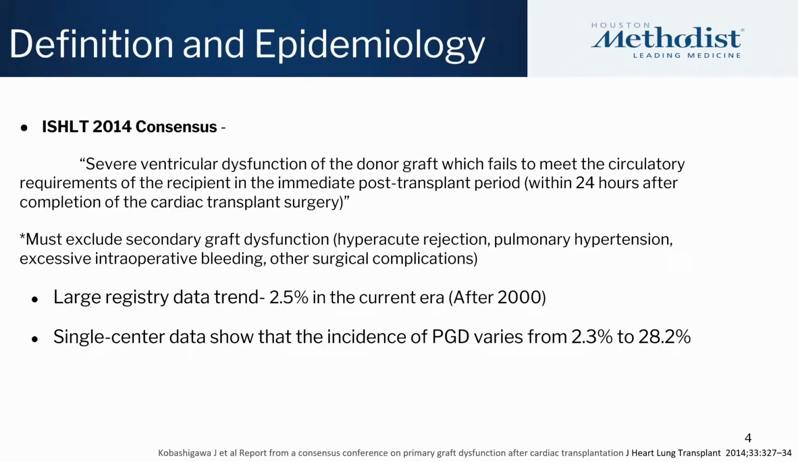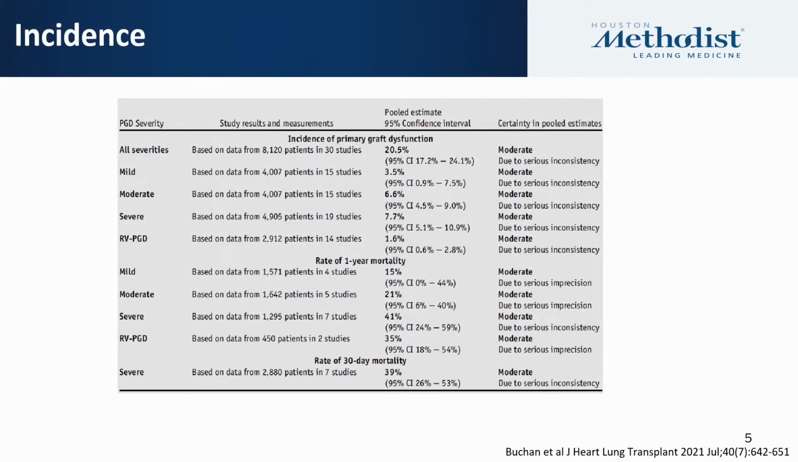Now, taking all this into consideration, the PGD incidence in large registry data in the current era is about 2.5%, especially when you're looking at severe PGD. But again, single center data, depending on whether you're looking at Europe or North America, can vary anywhere from 2.3 to 28%. Now, this was a recent meta-analysis published by the Stanford group, and here you can see that based on multiple studies, it seems like the severe PGD, which the definition will go into shortly, is about 7.7%. And that's really the one which really impacts mortality, both short-term and long-term.